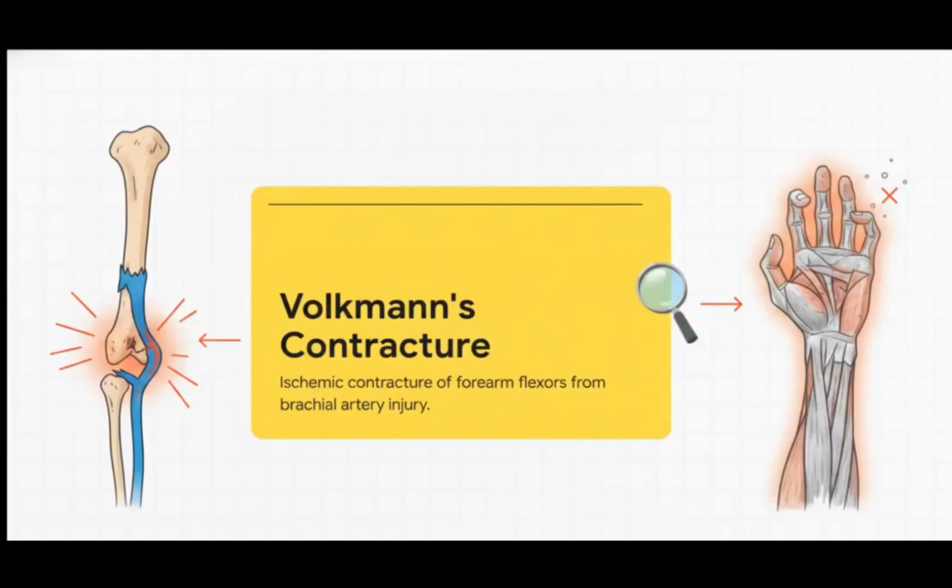मान लो supracondylar fracture में brachial artery cut हो गई या severe compression हो गया. What happens? Ischemia. The muscles of the forearm are completely starved of oxygen. They undergo necrosis and turn into fibrotic tissue. This leads to Volkmann's ischemic contracture. You get a severe, permanent claw-like deformity of the wrist and fingers because the flexor muscles have literally contracted and died. It's a devastating consequence that we have to act incredibly quickly to prevent.